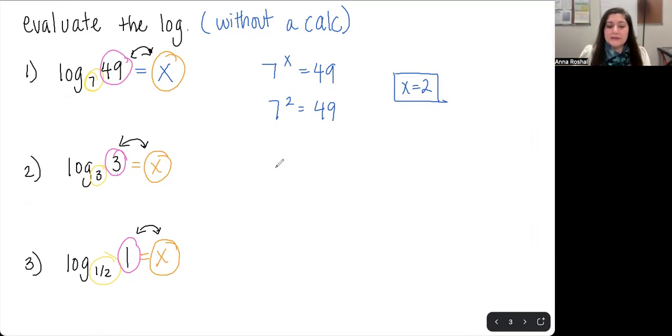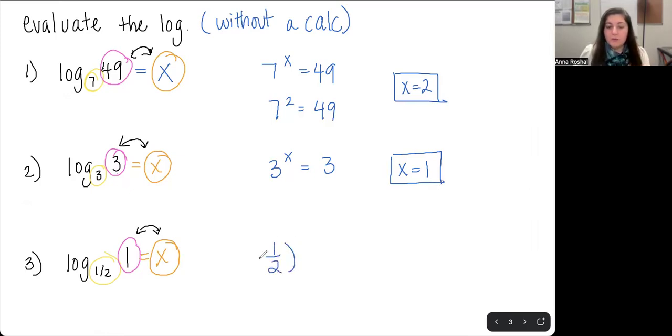So now let's take a look at this one. So 3 is going to stay my base. My exponent is going to become x, and I'm going to have 3. I know that it's only 3 to the first is 3. So there's only one possible solution for x to be 1.